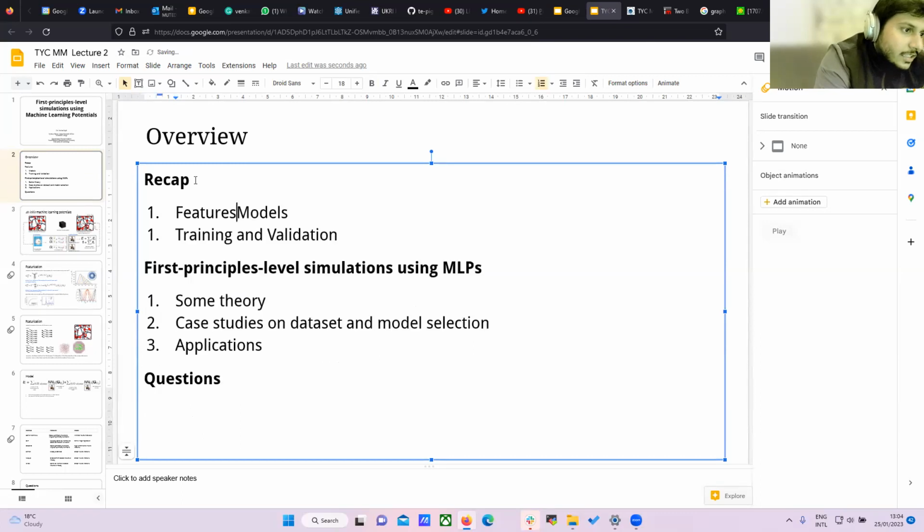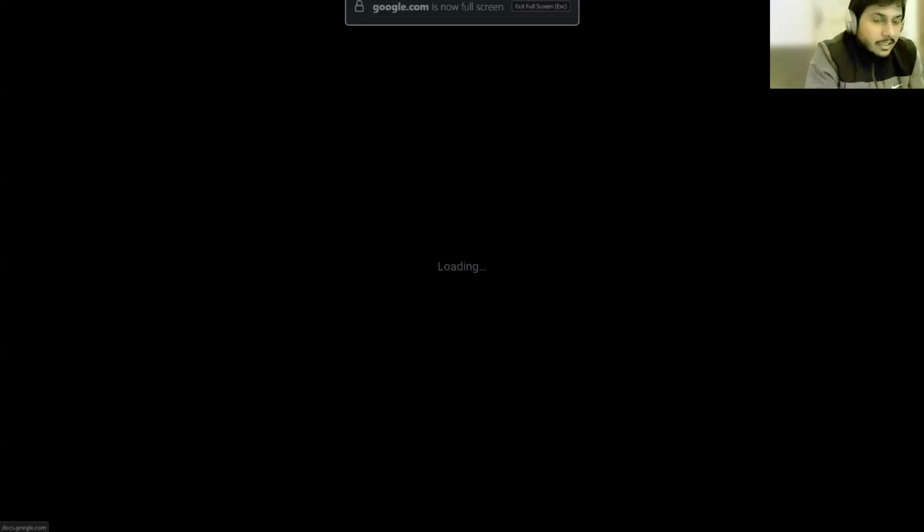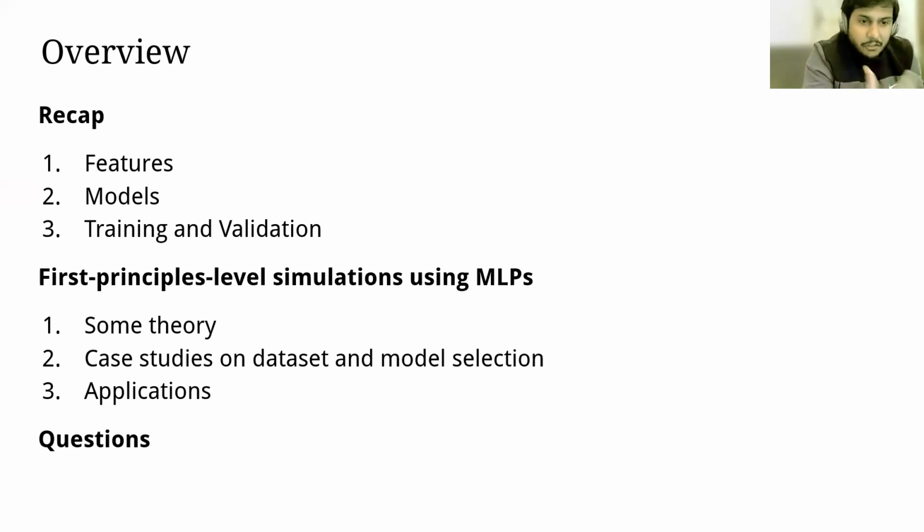Yes, and then so these are the few things that we're going to look at in our recap: features and models mainly, and then after that we're going to move on with performing first principle level simulations with MLPs on realistic systems. So that will really factor in a lot of aspects. For instance, feature selection and data set selection. So let's get into it, and then we'll discuss some applications.